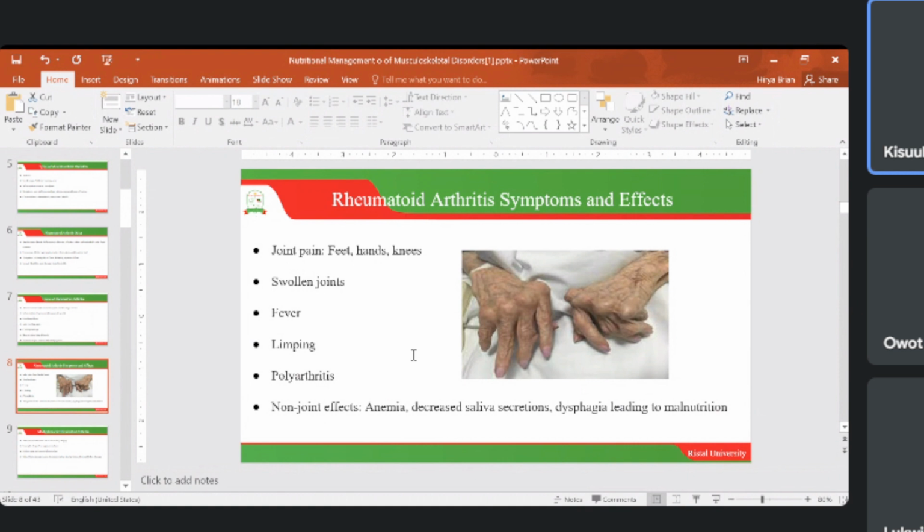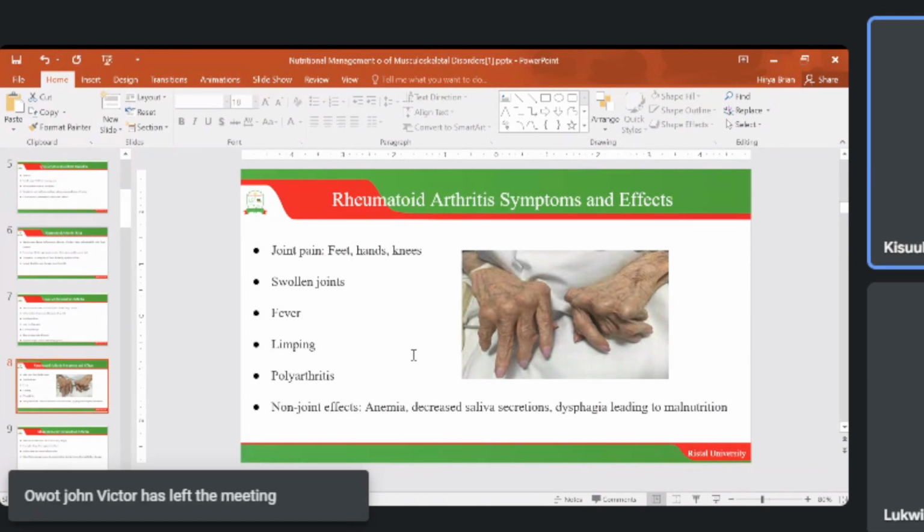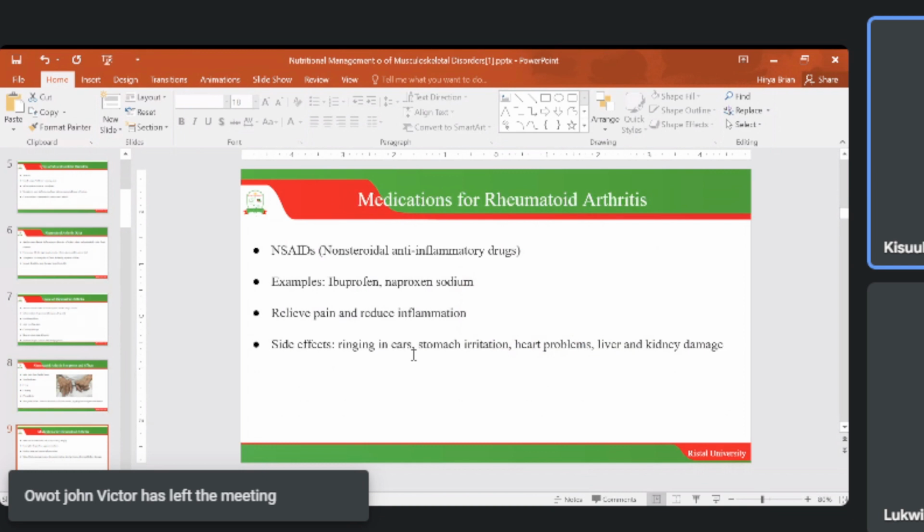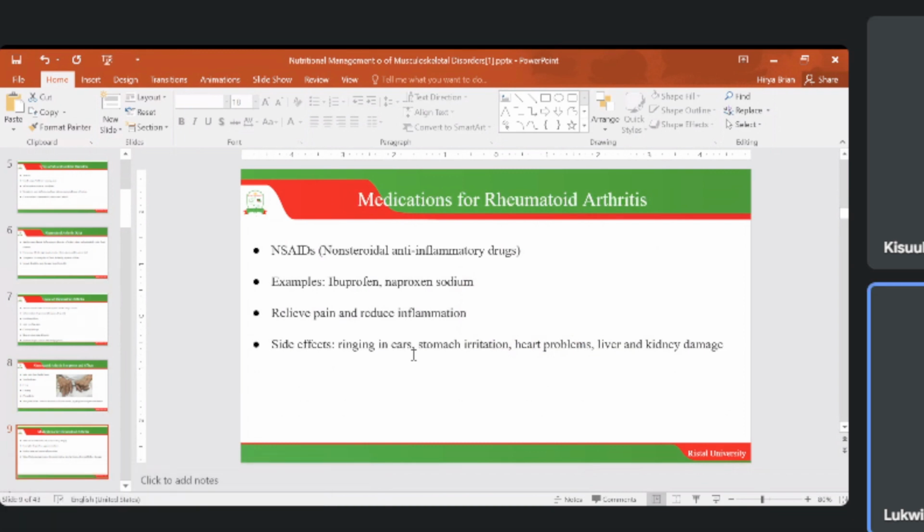So the side effects, as you can see, there is joint pain in the feet, the hands, and the knees. Then there are swollen joints, there is fever, there is limping, there is polyarthritis, then also other things to do with anemia, decreased saliva secretions, dysphagia leading to malnutrition. Remember when we talked of dysphagia, this is where people do not want to take in anything.